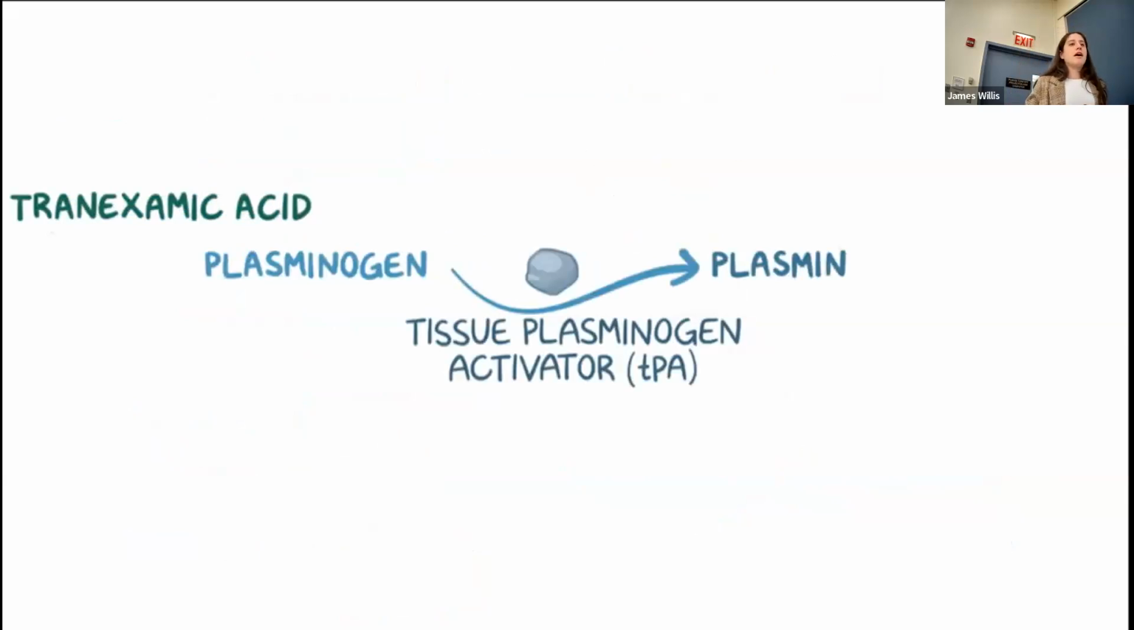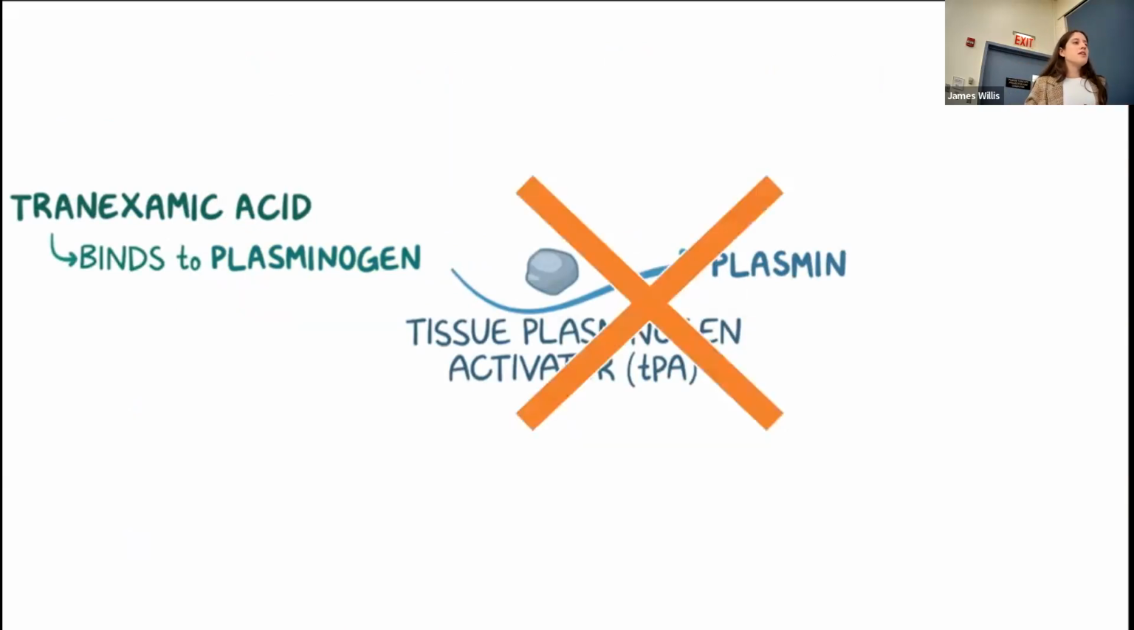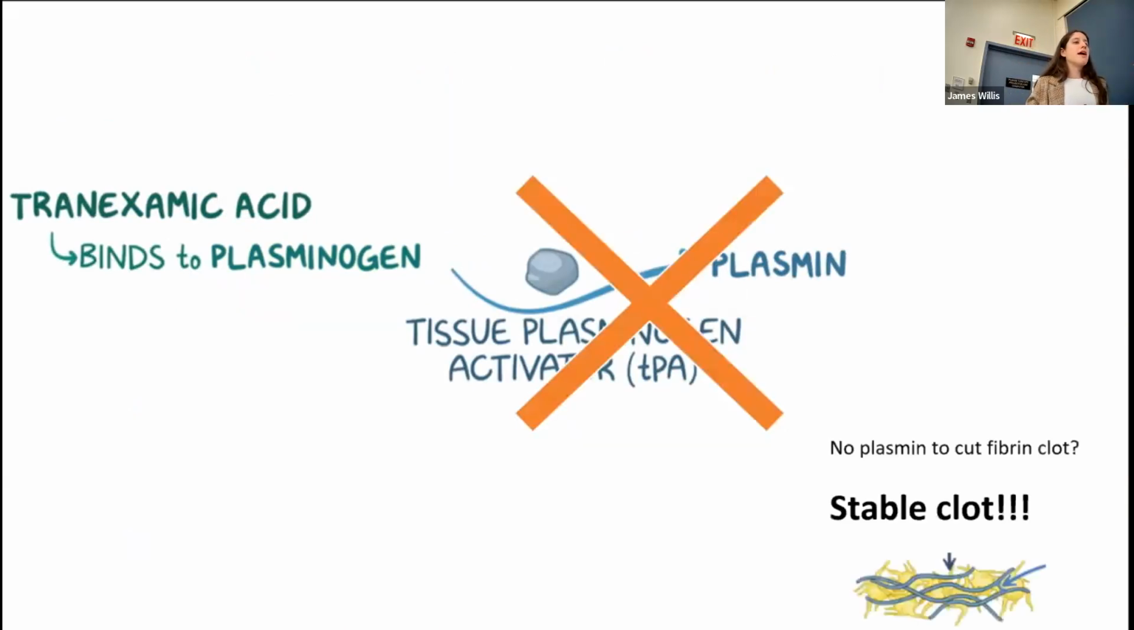TXA comes into play. It's a lysine derivative, and it's used as an anti-fibrinolytic agent. TXA will bind to plasminogen, and that in turn prevents the conversion to plasmin. So if you don't have plasmin circulating around, you are going to theoretically have a stable clot, one that won't break down.